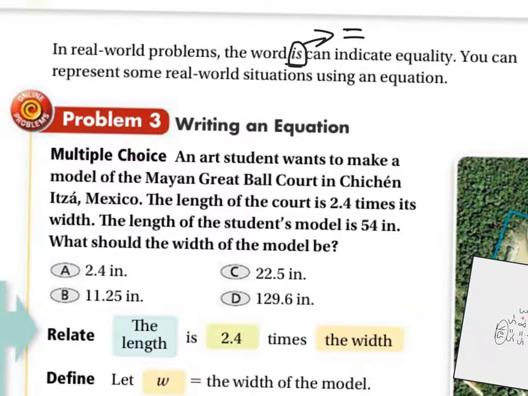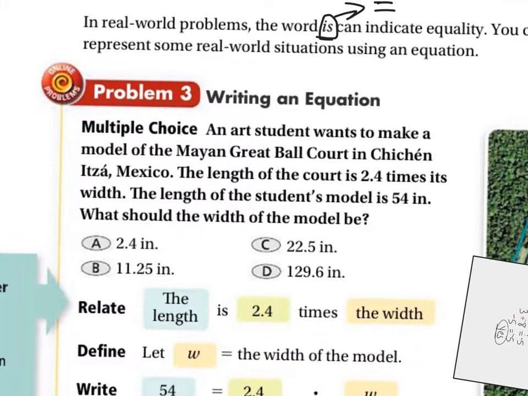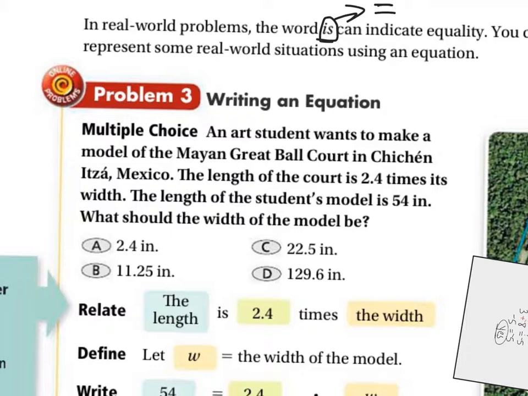So problem 3: an art student who wants to make a model of the Mayan Great Ball Court in Mexico. The length of the court is 2 4/10 times its width. The length of the student's model is 54 inches. What should the width of the model be? So they kind of picked out some things here. So they said the length is 2.4 times the width.